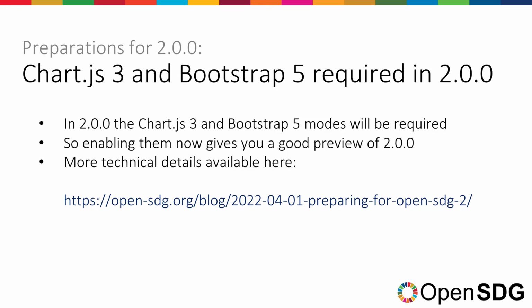An important note about OpenSDG 2 is that both of the new settings described earlier, Chart.js 3 and Bootstrap 5, will be required. This means that enabling both of these features gives you an excellent preview of what 2.0.0 will look like and how it will behave. For a more in-depth discussion, see the blog post linked on this slide.